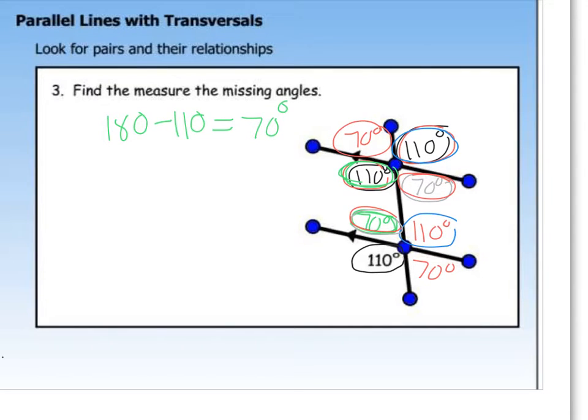So do you see how if I'm given one angle measure, I can find the others, and it's always going to be two of the same measures? Like here it's 110 and 70. It will always be like that.